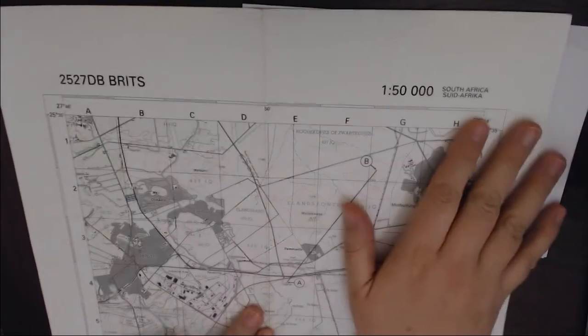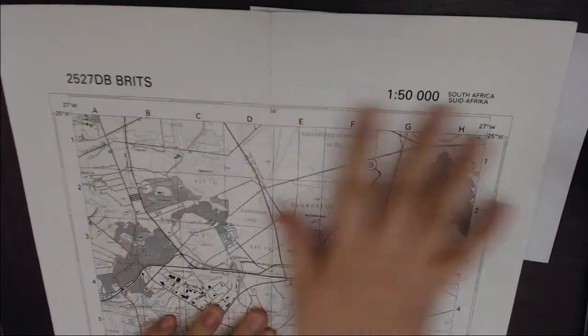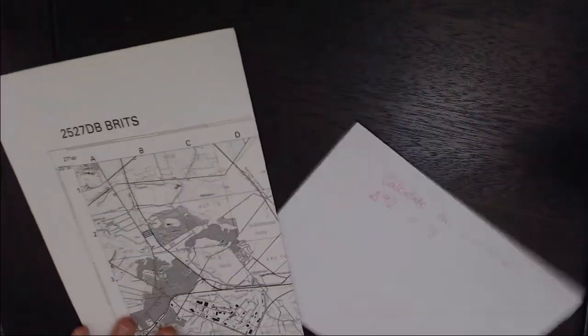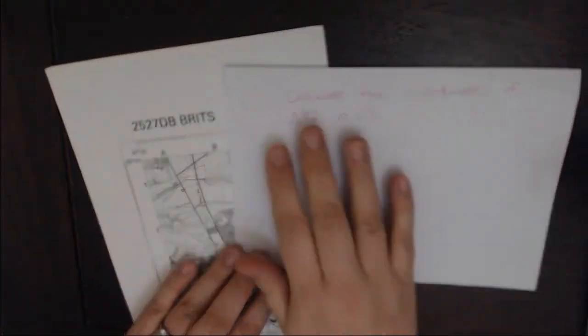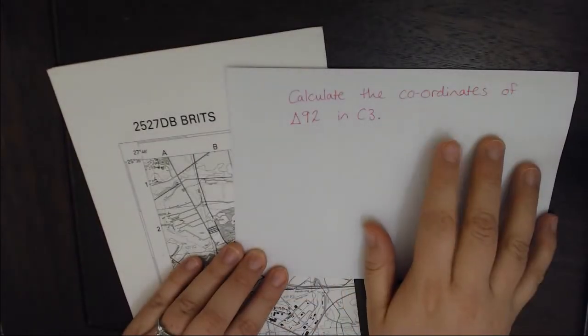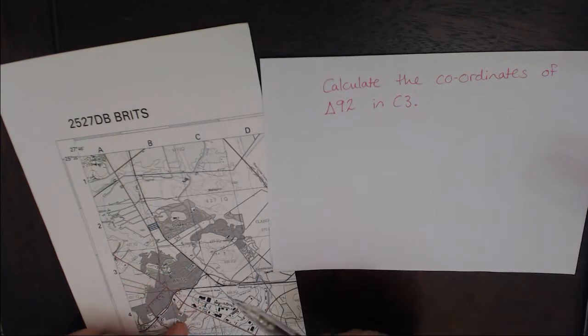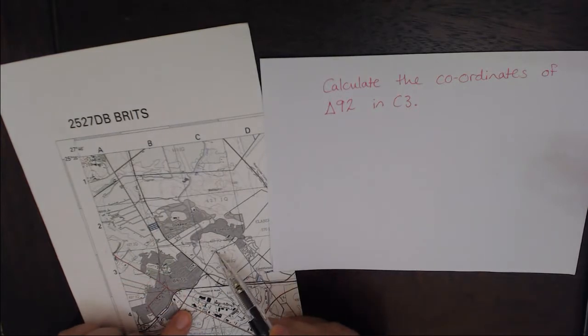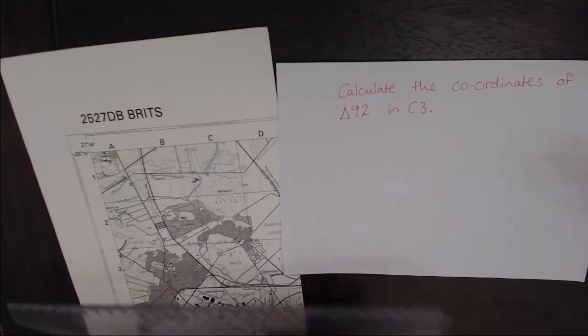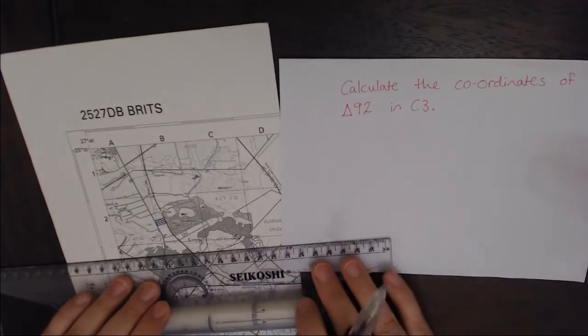So we are going to work with this map of Brits. Okay, and let's just fold it over so it's a little bit smaller. There is my question. Calculate the coordinates of trig beacon 92 in C3. So this is where the trig beacon is. Okay, we're going from the center of the symbol.